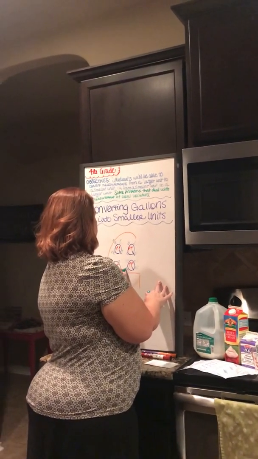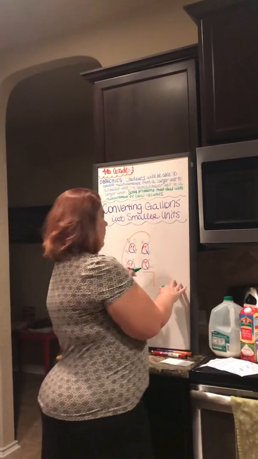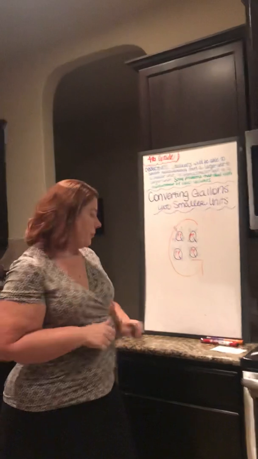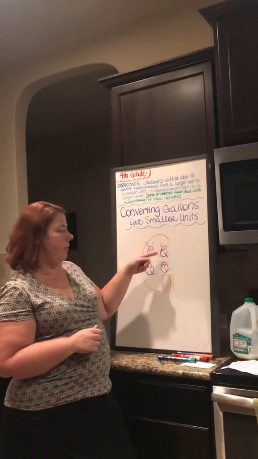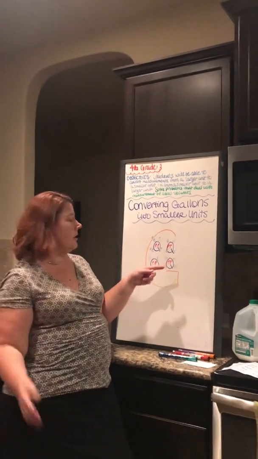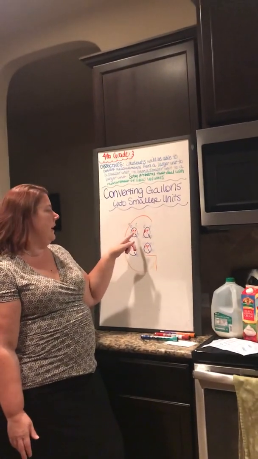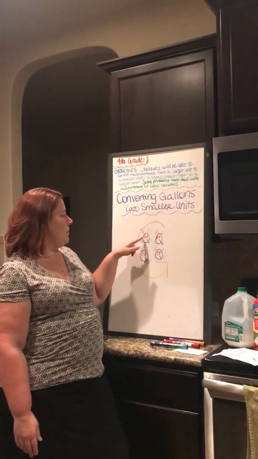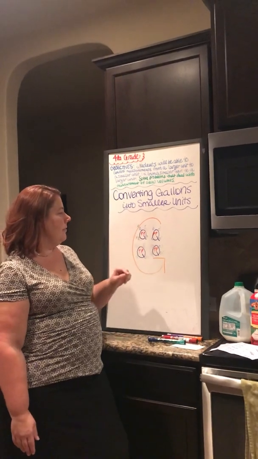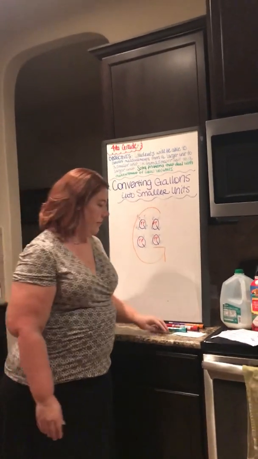And my marker is dying. Okay, so here you have it. In Gallonland live 4 queens, quarts. There are 2 princesses, or pints, in each queen or quart, and then each princess has 2 children. And then we've got 8 ounces for each of those.